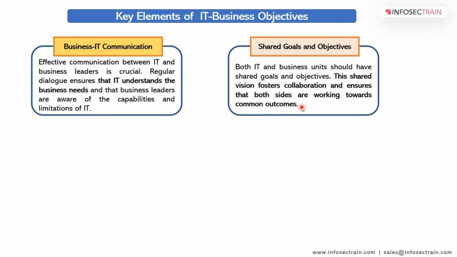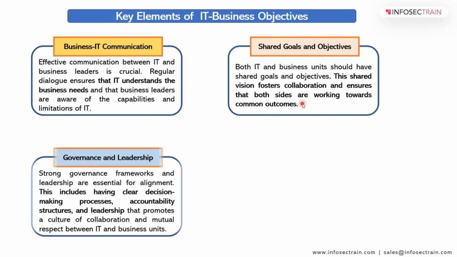What is the objective? Governance and leadership. Strong governance frameworks and leadership are essential for alignment. See, this word alignment you will find everywhere. Okay, you should be in sync. This includes having clear decision making processes, accountability structures and leadership, and that promotes a culture of collaboration and mutual respect between IT and business units.